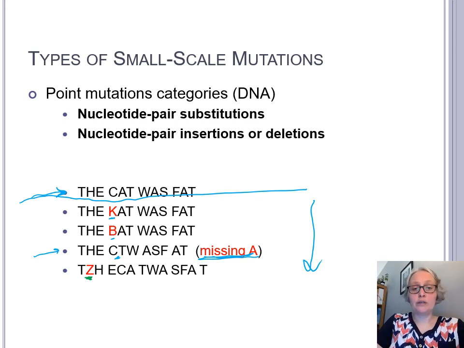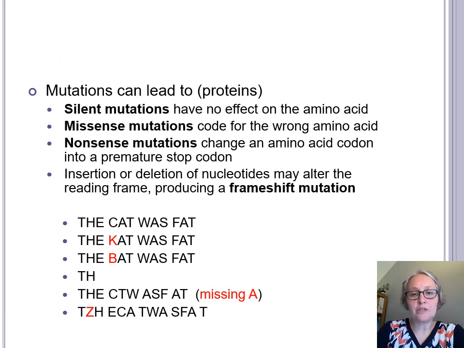So again, point mutations are where we're just changing one letter in the DNA. If you substitute, you're sort of swapping in a different letter. And an insertion or deletion is either inserting a whole other letter or deleting an entire letter. Point mutations in our DNA can then lead to mutations in our proteins. So now I want to focus on the protein mutations.